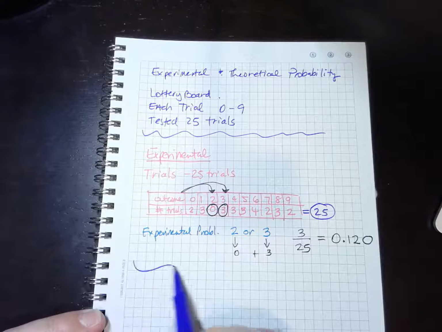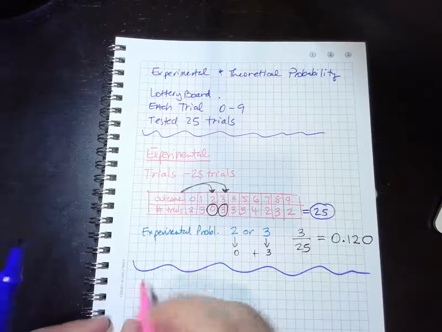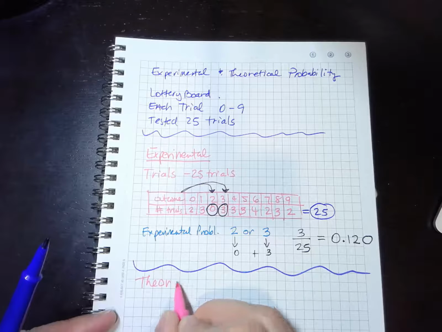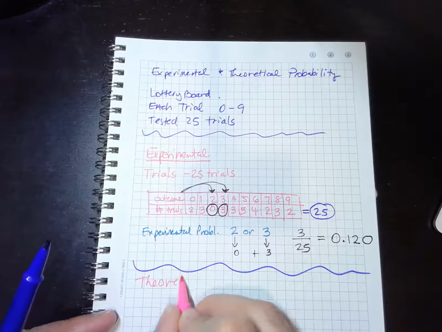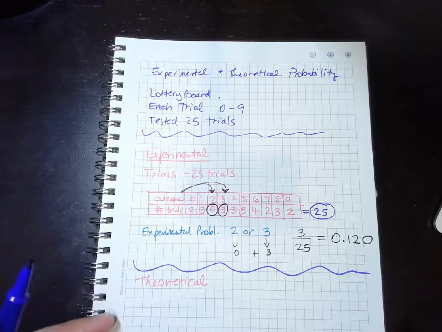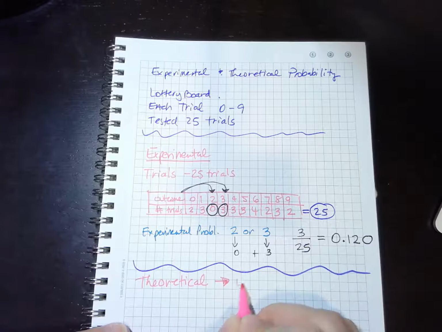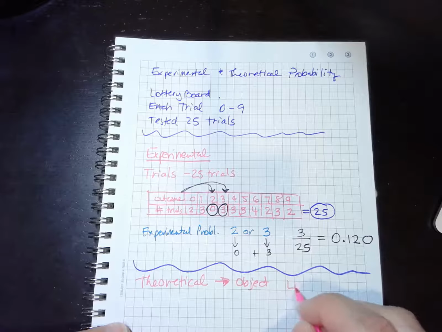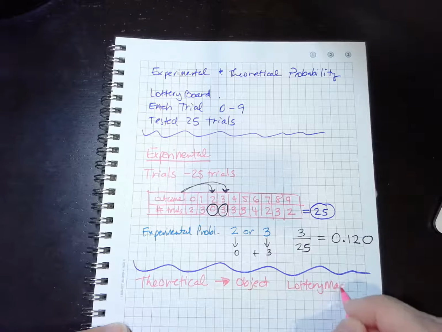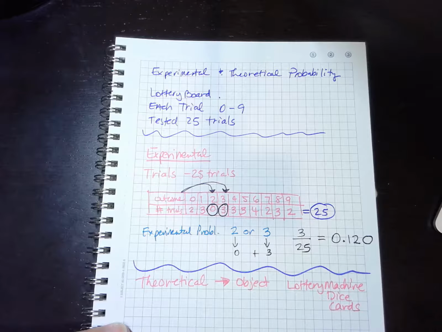Okay, so then next, theoretical. So theoretical is what will happen in theory. What do I mean by that? So when I come up with the theoretical, I'm looking at the object that the problem is talking about. In this case, it's talking about a lottery machine. Sometimes it talks about a dice, sometimes it talks about cards, and so on. Sometimes it talks about a spinner. Okay, so your theoretical comes from the object.